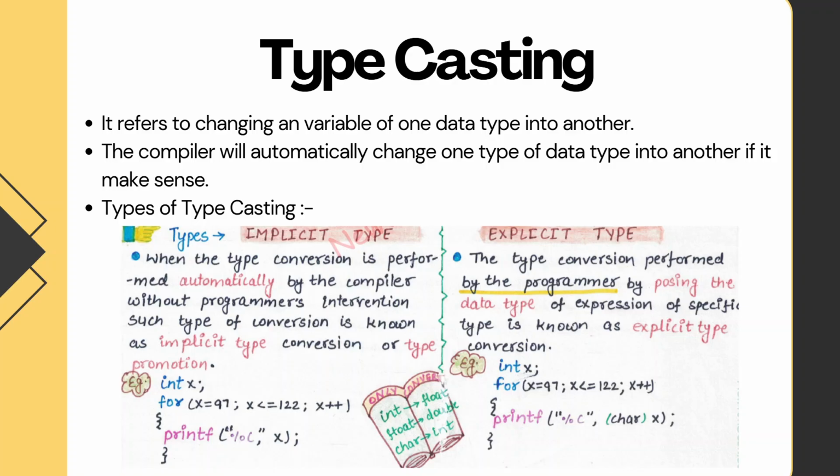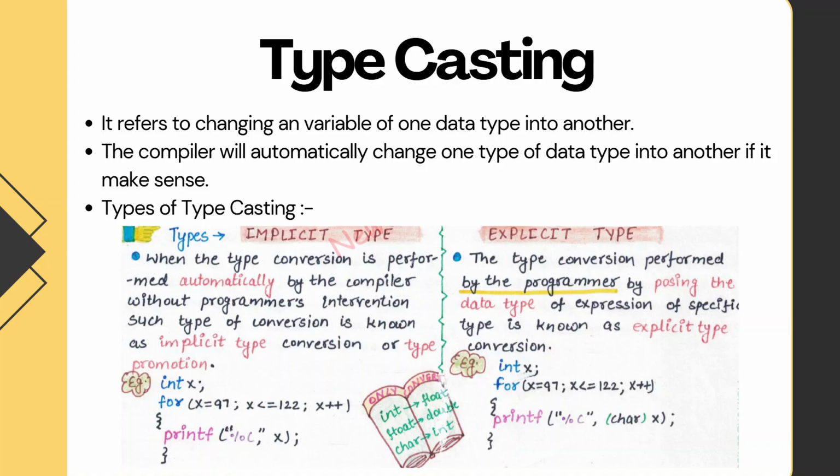Typecasting. It refers to changing a variable of one data type into another. The compiler will automatically change one data type into another if it makes sense. Types of typecasting. Implicit typecasting is when the type conversion is performed automatically by the compiler without the programmer's intervention. Such a conversion is known as implicit type conversion or type promotion. Example: int x; for x equals 97, x smaller than or equal to 122, x plus plus. The line prints %c comma x.